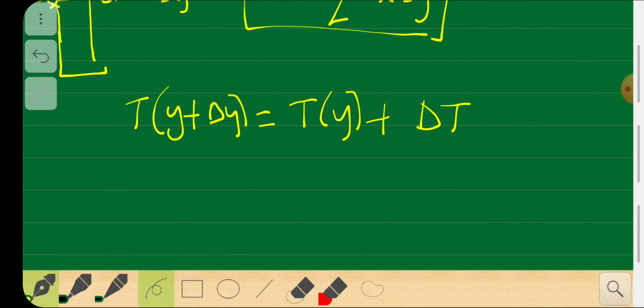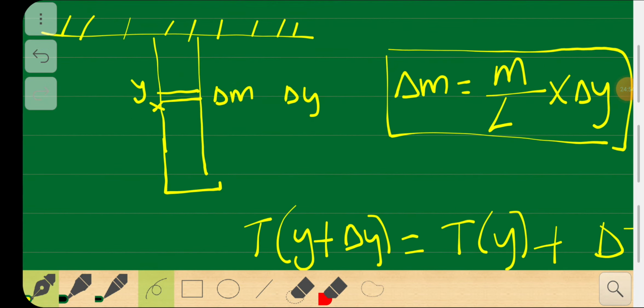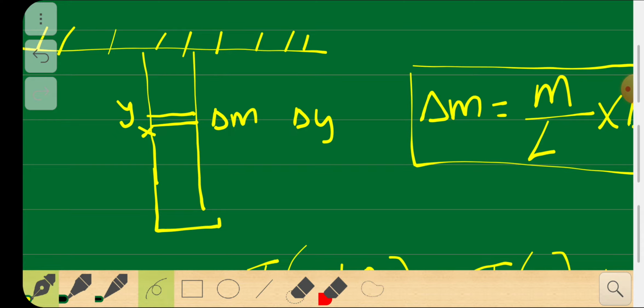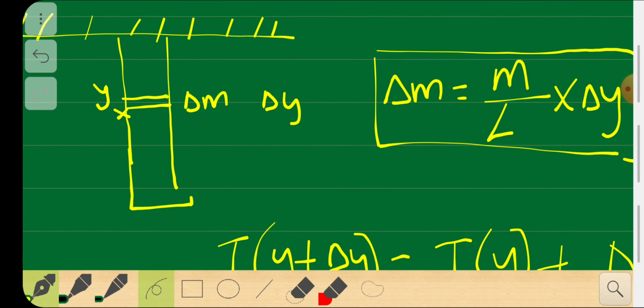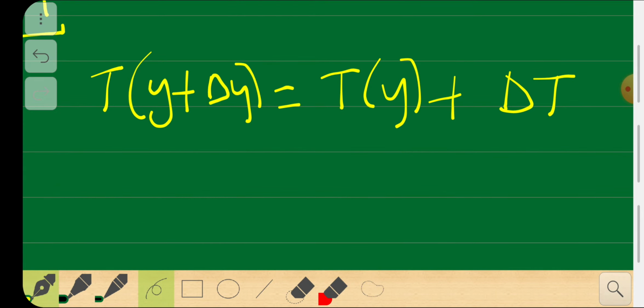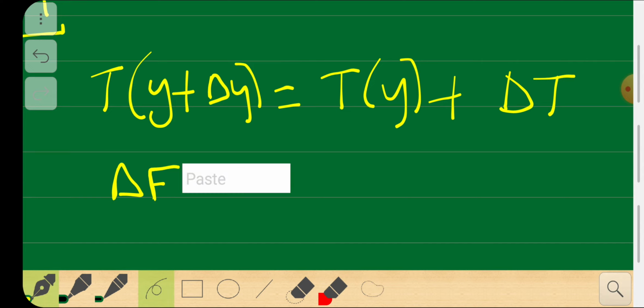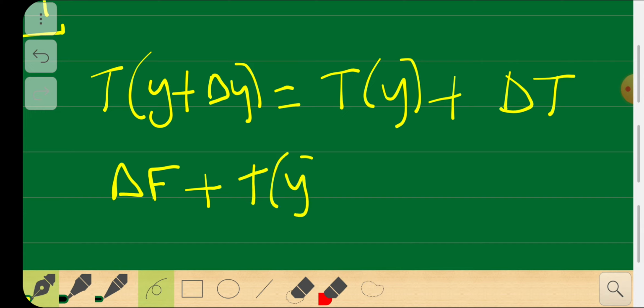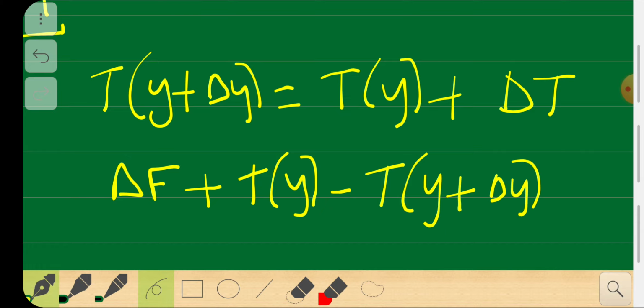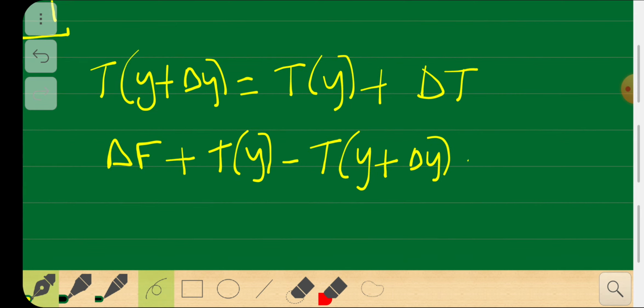So now we can write down the equation. Let's look at the equation of force here. If the string is suspended and it is not moving, then you can clearly imagine that the net force delta F is the tension at two points, T at y minus T at y plus delta y, the difference in tension between the two points, which must be equal to ma.